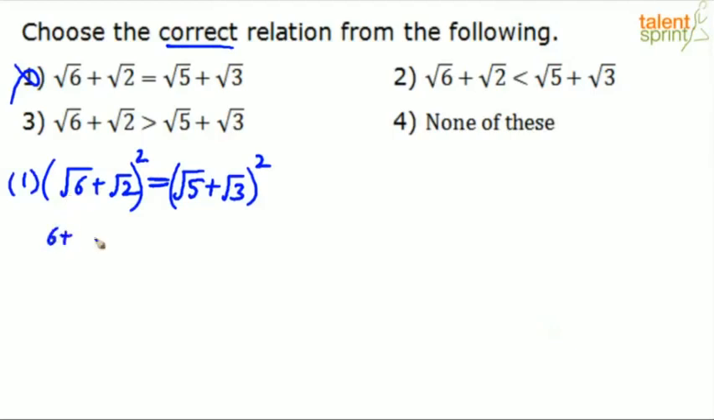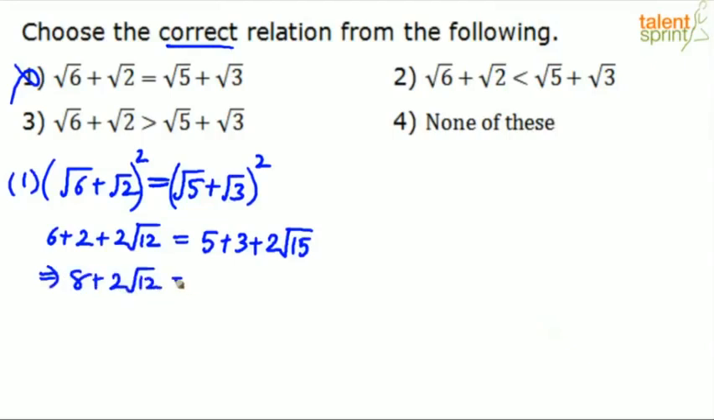Root 6 squared is 6, plus root 2 squared is 2, plus 2 into root 6 into root 2, which is 2 root 12, equals 5 plus 3 plus 2 into root 5 into root 3, which is root 15. A squared plus b squared plus 2ab, right? So 6 plus 2 is 8, plus 2 root 12, equals 5 plus 3, 8, plus 2 root 15. Is this equal? No. 8 and 8 get cancelled.